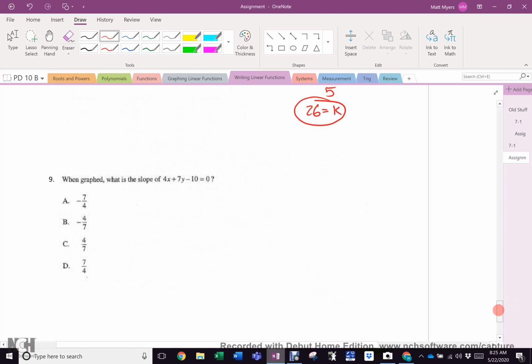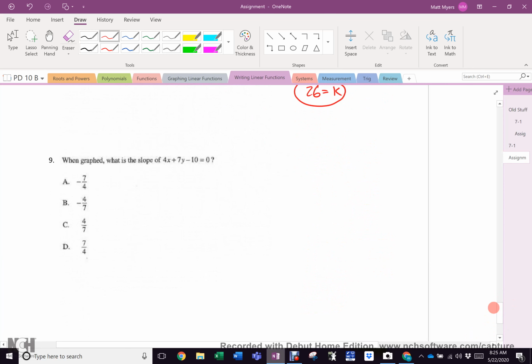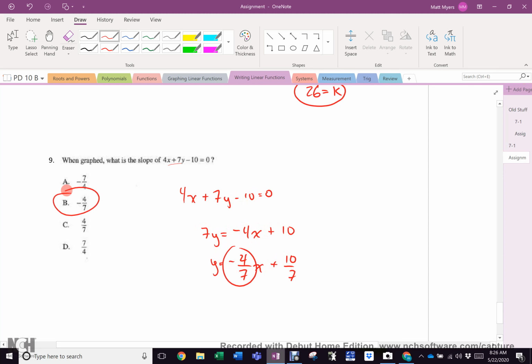And I think this is the last question. When graphed, what is that slope? Well, all you got to do is get that in slope-intercept form, which means isolate y. 7y equals negative 4x plus 10, y equals negative 4 sevenths x plus 10 sevenths. I only care about the slope, b.